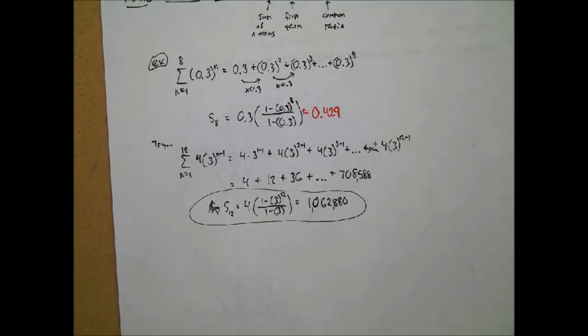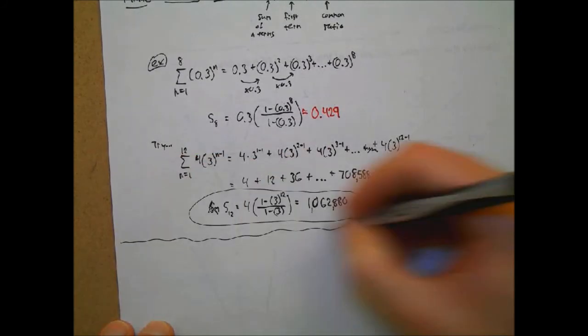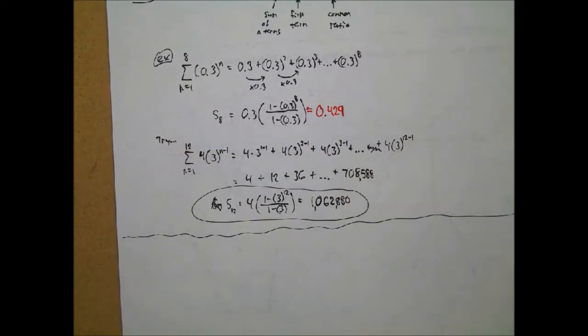Okay, do we get 1,062,880? Around 80. Okay. 1,062,880. But we're not done yet. There's one more formula that I'm going to be giving you guys. Hold up.